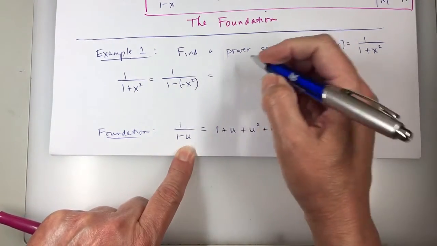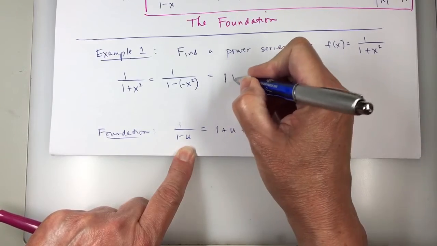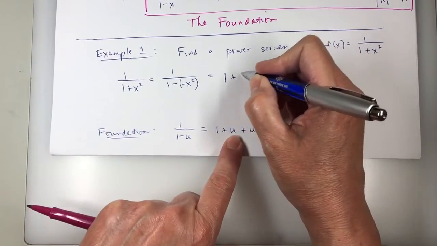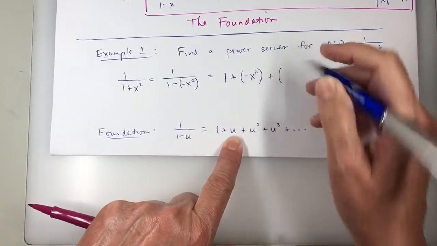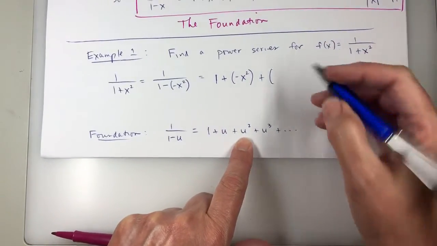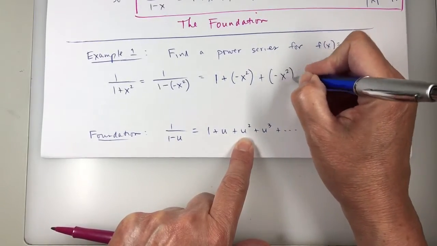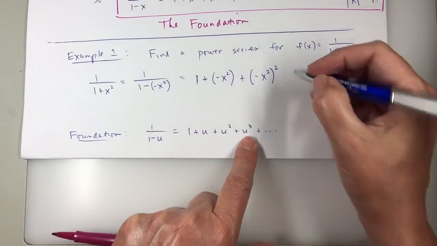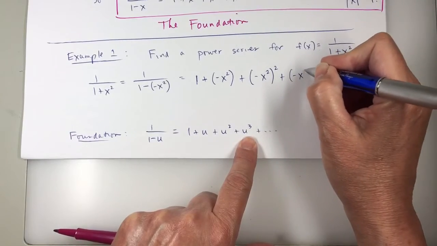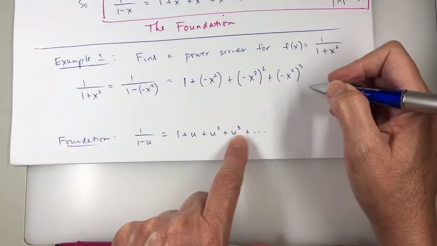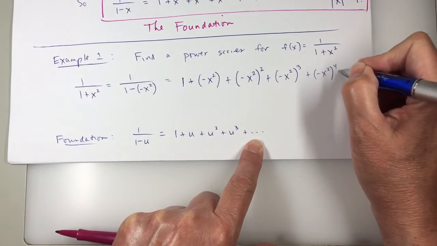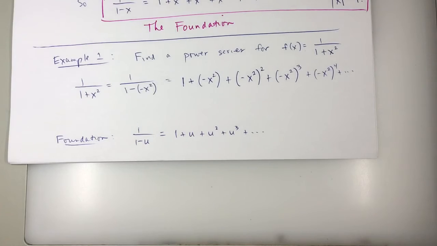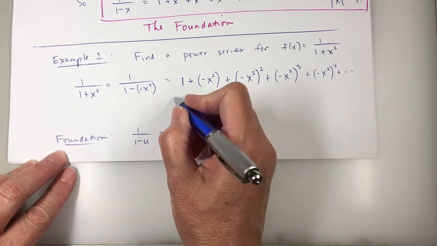So this would be 1 plus u, where u is negative x squared. Plus u squared, so that's negative x squared squared. This u is negative x squared, and that's to the 3rd power. And then u to the 4th, negative x squared, that's to the 4th power. There's my power series. I could clean it up a little bit.